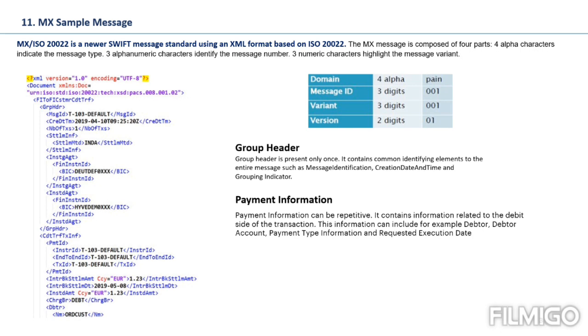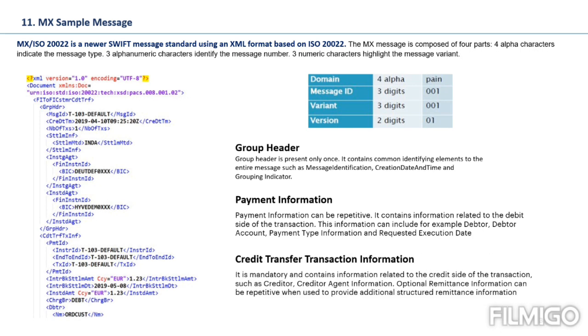Second is payment information, which can be repetitive. It has all the details of debtor account, payment type info, requested execution date and so on. Next comes the credit transfer transaction information, which is a mandatory block and contains all the information related to the creditor, agent, and any other required details. Those are present in credit transfer. So these are the 3 major blocks for an MX sample message.